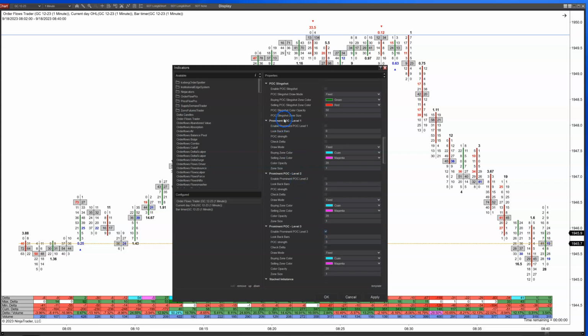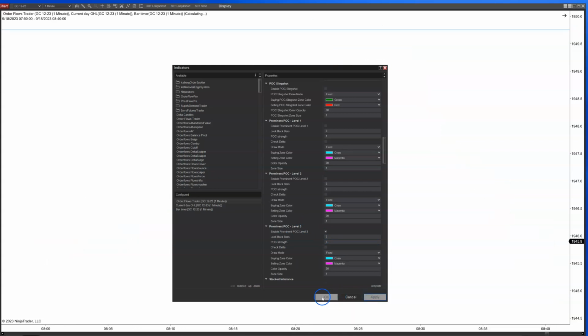And one of them is the whole concept of prominent point of controls. Okay, and you can see I got level 1, 2, and 3. But I'm just going to focus on this level 3 prominent point of control. Okay, and I'm just going to click apply.